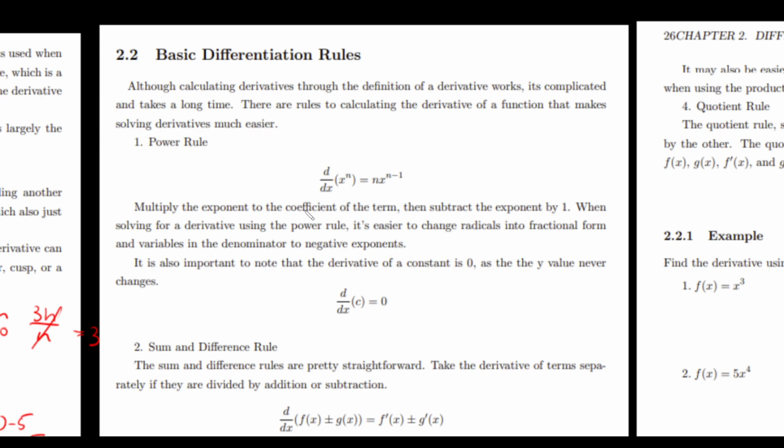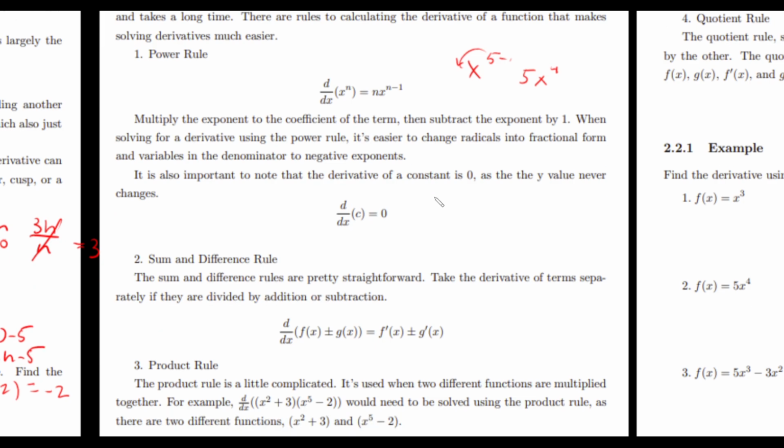The first one is the power rule, which is where you take the exponent, put it as the coefficient, and subtract the exponent by 1. Say you have x to the fifth power, you take this 5, subtract 1, you get that. It is also important to note that the derivative of a constant is 0.